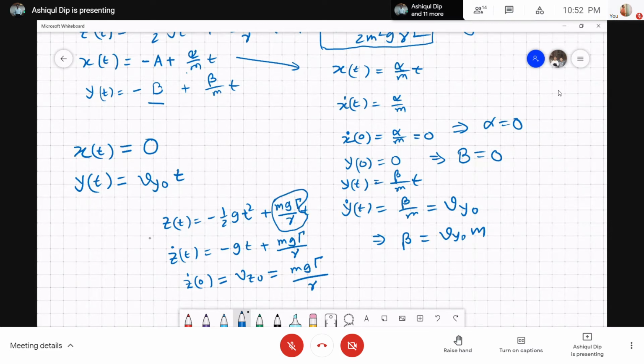So I have my final solution: z at t equals negative half gt squared plus Vz naught t. Isn't that the solution we expect from a projectile motion in 3 dimensions for the given initial data? It is. Yeah.